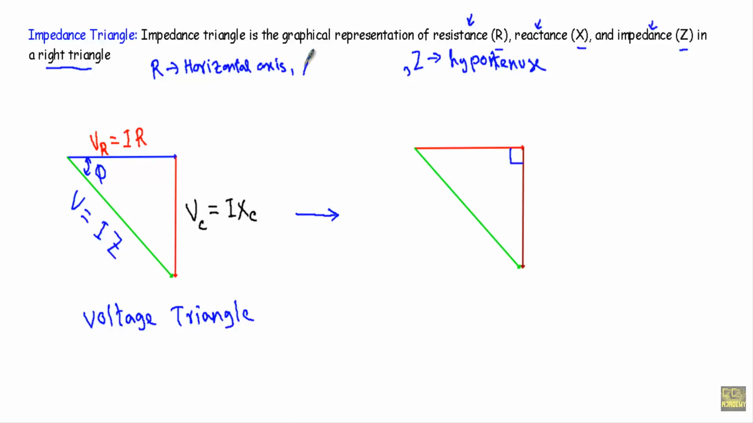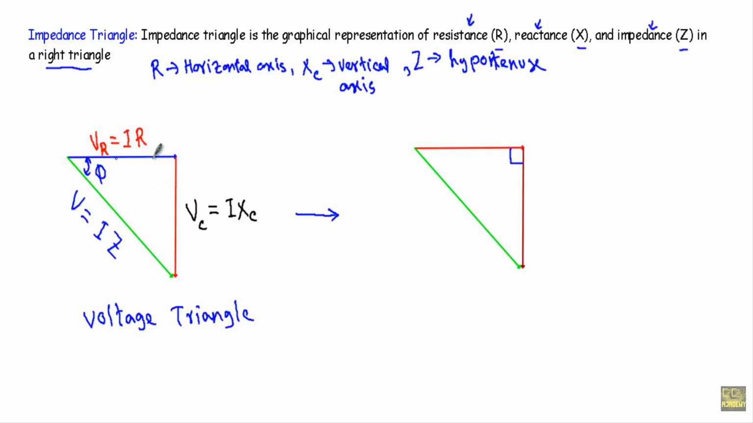I will represent the reactance. Here the reactance will be XC in the vertical axis. Usually we draw the impedance triangle from the voltage triangle of a circuit. See, this is the voltage triangle of the RC circuit, which I have shown you in my previous video.